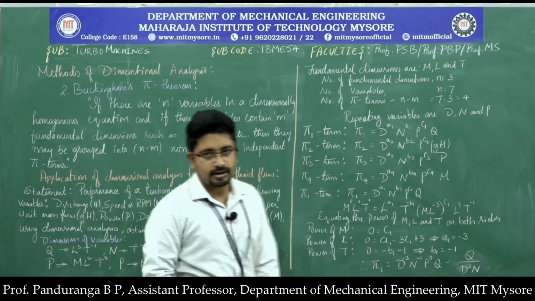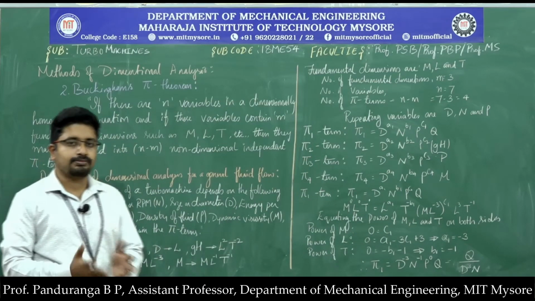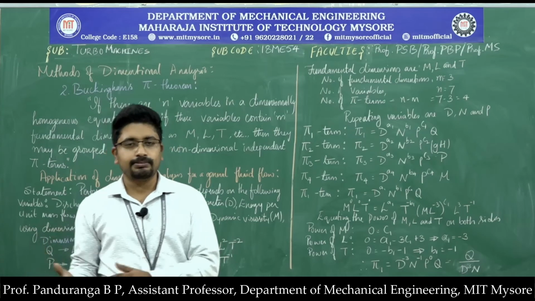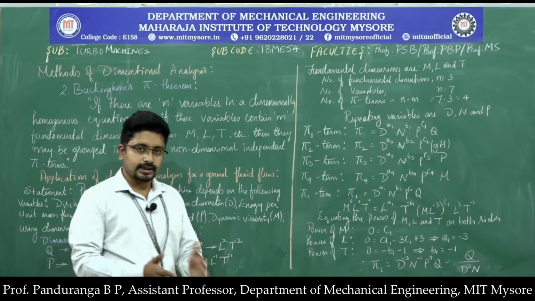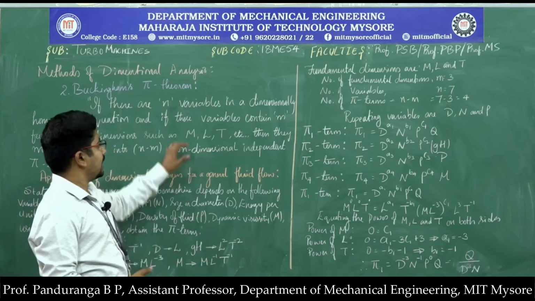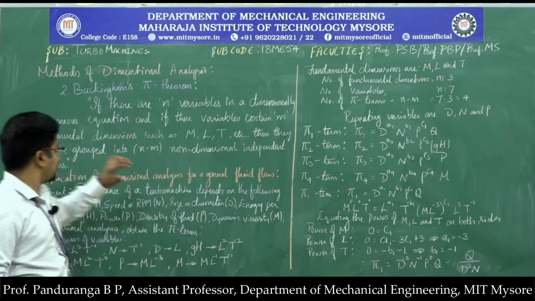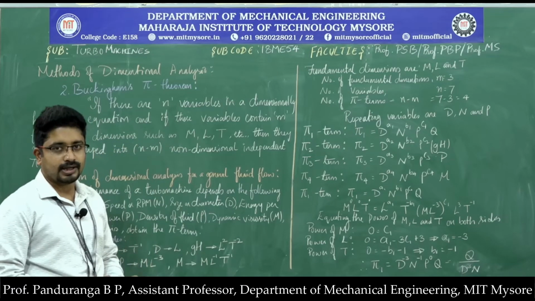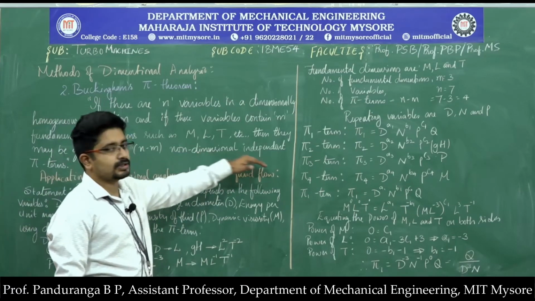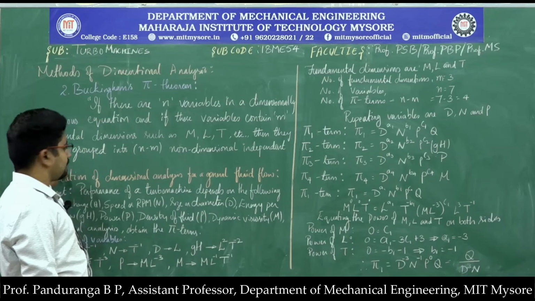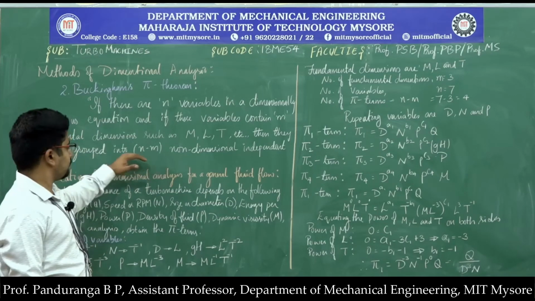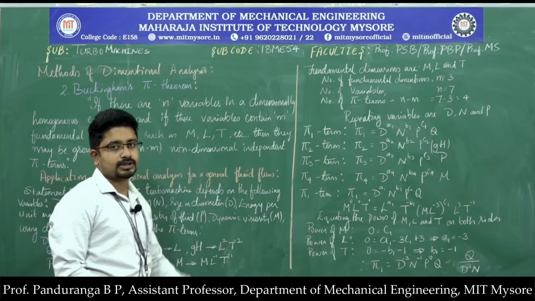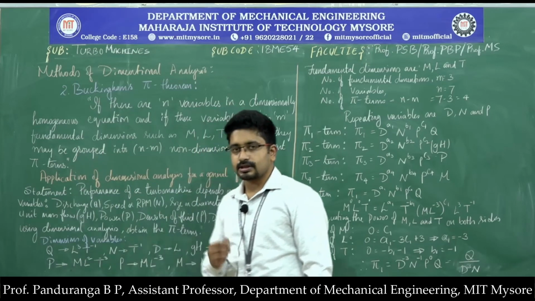So according to this law, if we have a physical process or phenomenon, and if that has n number of variables including the dependent and independent variables, and these n variables have m number of fundamental dimensions, then we can group these variables into non-dimensional independent variables, which we call pi terms. So the number of pi terms will be equal to n minus m, that is the number of variables minus the number of fundamental dimensions present in that process or phenomenon.